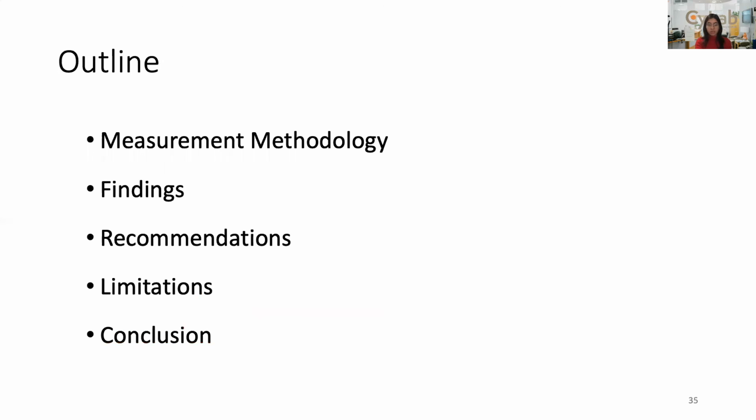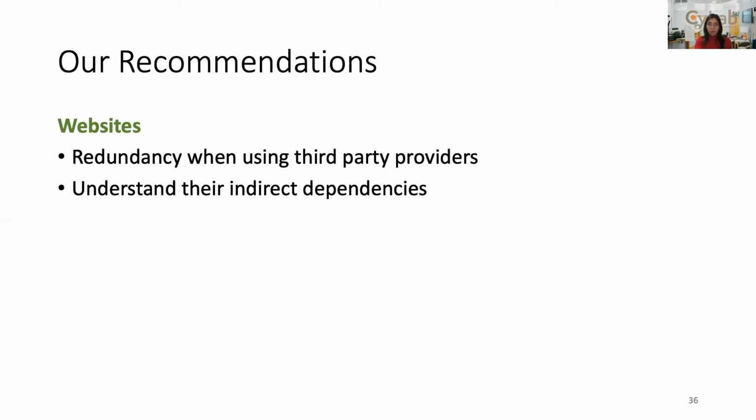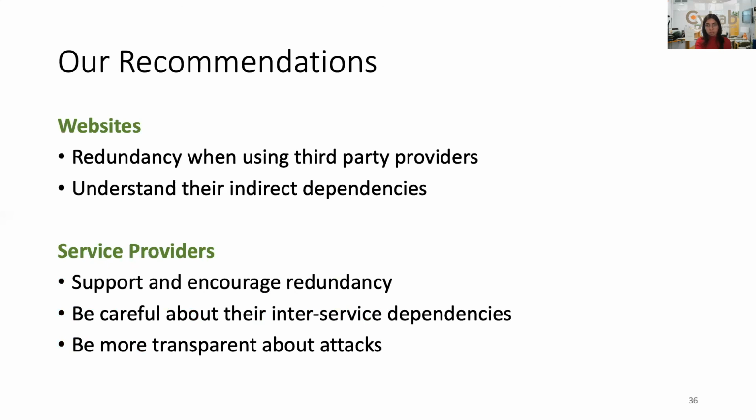Now, based on these findings, we make some recommendations. Websites should consider redundancy while using a third-party provider. Moreover, they should try to understand their indirect dependency arising from the inter-service dependencies of the providers that they're using. Similarly, service providers should make it easy for websites to be redundantly provisioned, as we observed that many DNS providers do not support redundancy. Also, service providers should try for redundancy in their inter-service dependencies. Finally, service providers should also try to be more transparent about attacks on their infrastructure.